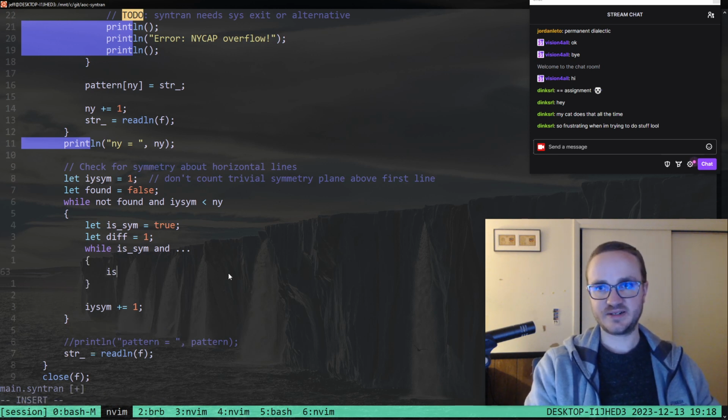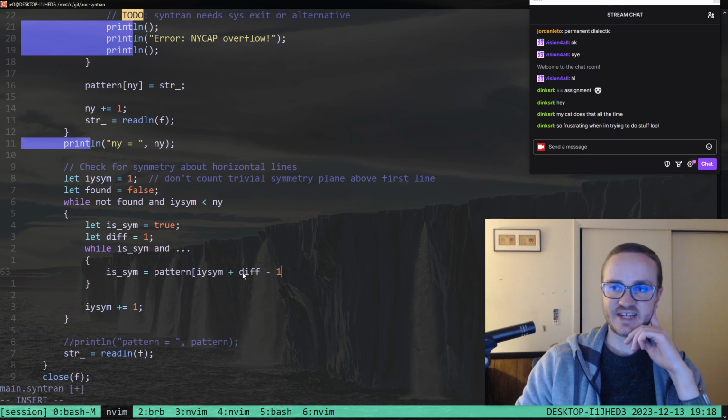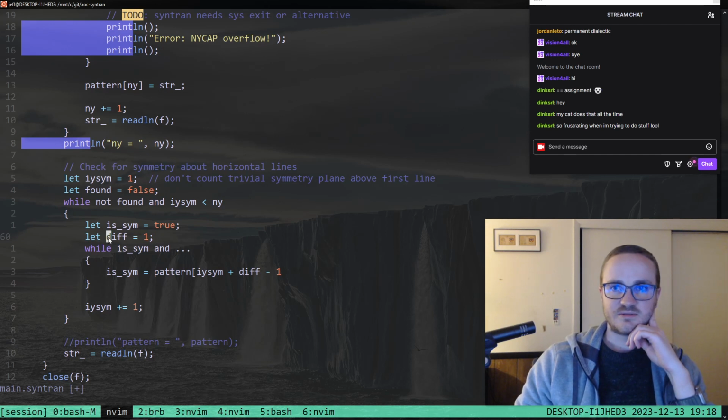And then we're going to compare is symmetric. It will be symmetric if line pattern y sim plus diff minus 1. No, I can't add the diff here. I have to add like half the difference. So what should I name this variable?